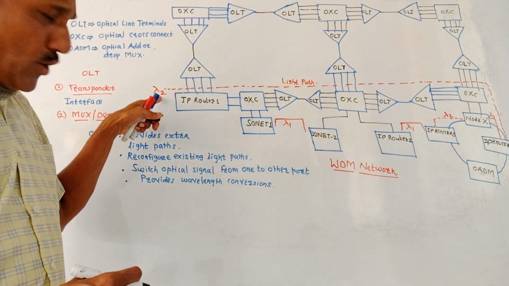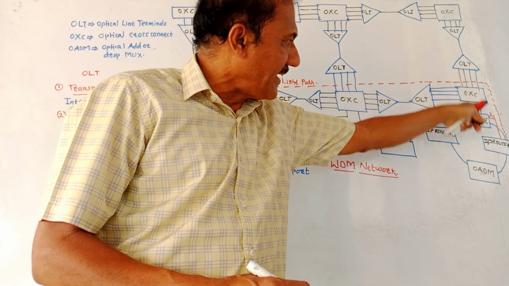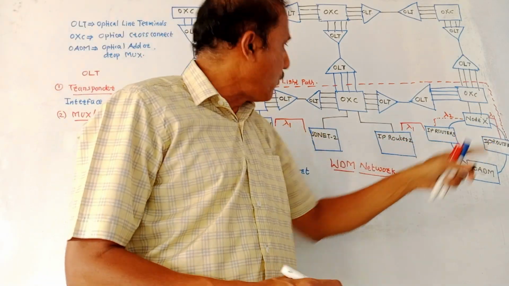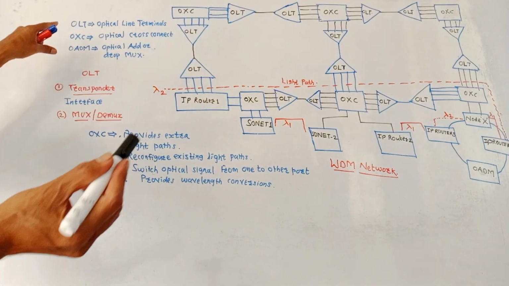Then I have shown another wavelength by the dotted line. This is the lambda 2 wavelength. This is also called the light path. It is right starting from IP router 1 to IP router 4. Now we'll discuss the meaning of each block or working of each block.